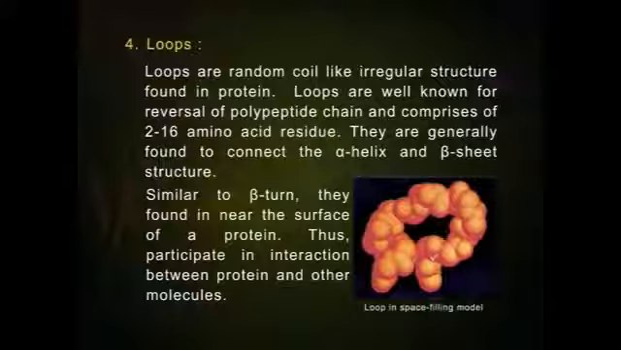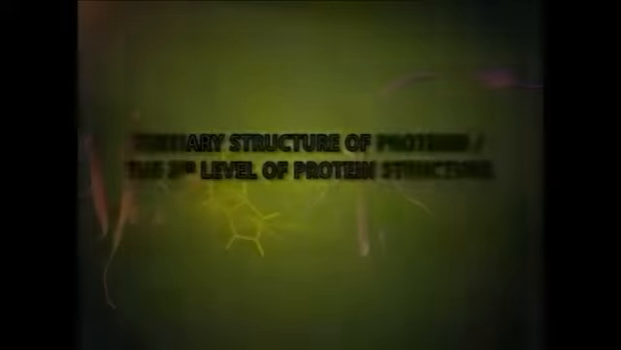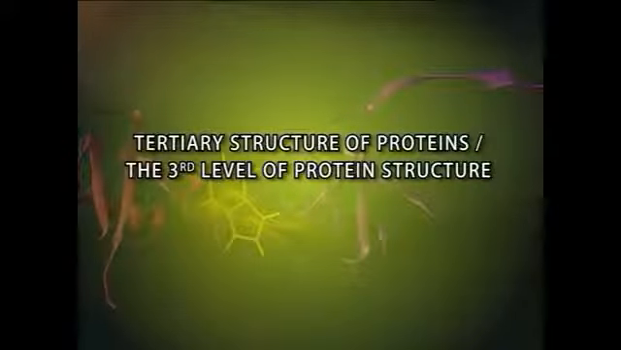Number 4 is the loops. Loops are random coil-like irregular structures found in protein. Loops are well known for reversal of the polypeptide chain and comprise 2 to 16 amino acid residues. They are generally found to connect alpha helix and beta sheet structures. Similar to beta turns, they are found near the surface of a protein, thus participating in interaction between the protein and other molecules. Now, the tertiary structure of protein, the third level of protein structure.